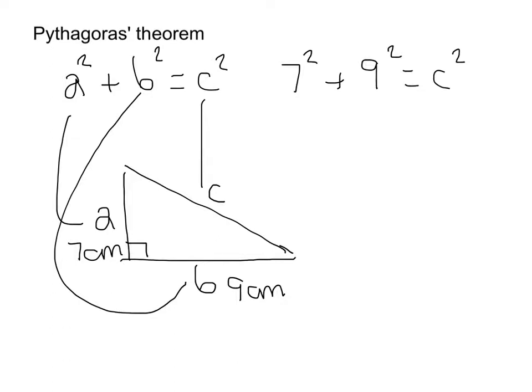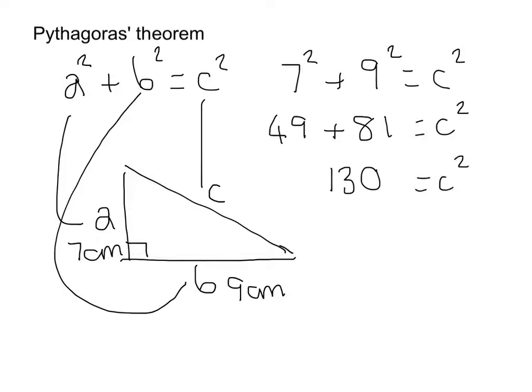Now, being brilliant mathematicians, we all know what squaring is, and we know that 7 squared means 7 times 7, which is 49. So it's 49 plus 9 times 9, which is 81, equals c squared. Now, 49 plus 81 is, of course, 130. So 130 equals c squared.